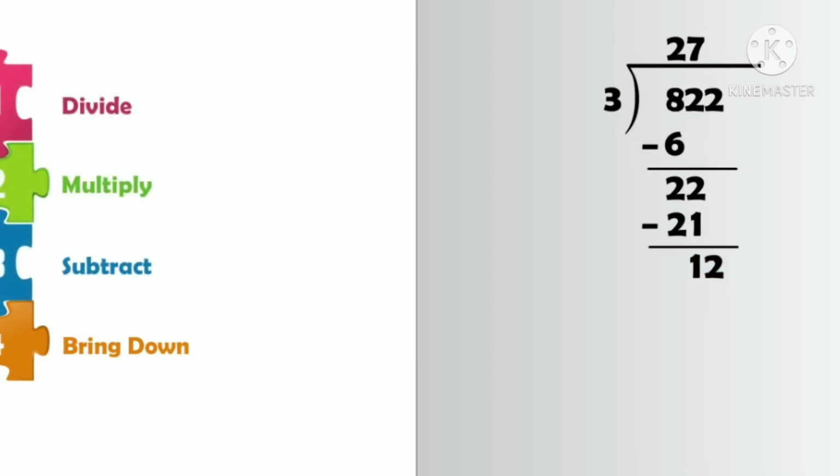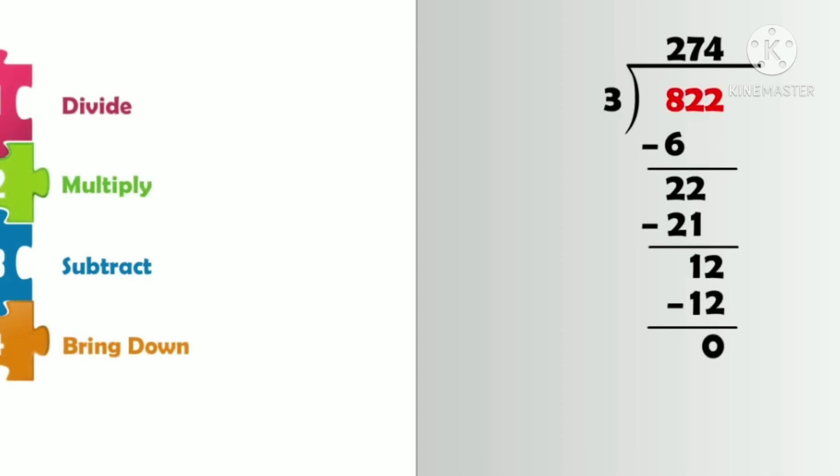We will repeat our 4-step process one more time. What is the result of dividing 12 by 3? 12 divided by 3 equals 4, right? So, we write 4 above 2, the last digit we brought down from the dividend. The second step is to multiply. 4 times 3 equals 12. The third step is to subtract. 12 minus 12 equals 0.